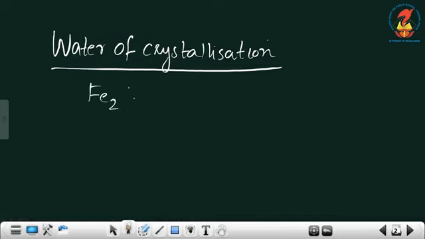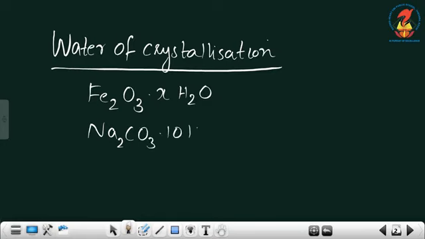a few substances like Fe2O3·xH2O, Na2CO3·10H2O. When I wrote these compounds, I told you about water of crystallization. Within the formula of the compound, there are water molecules trapped, and I told you these molecules are known as water of crystallization, and we will be learning it in the second chapter. So now it's time to learn about water of crystallization.